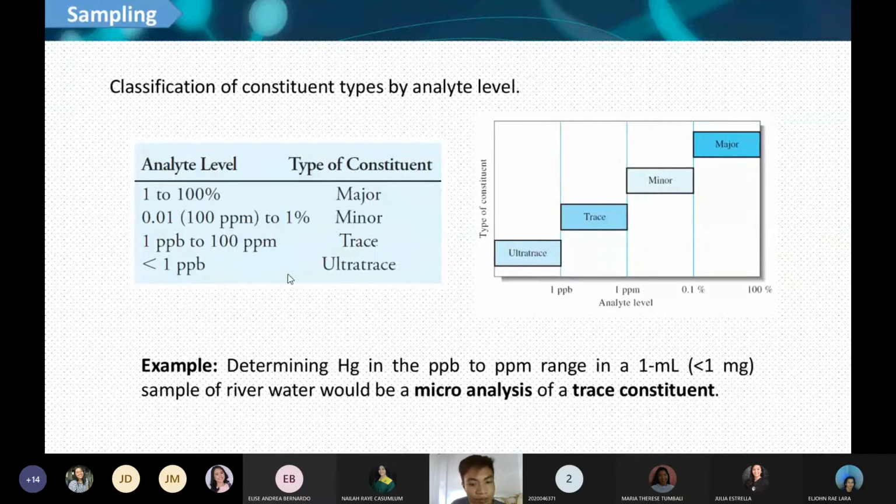Say, mercury in blood. That's around parts per billion. So when the concentration of your solute in your sample is in parts per billion, then we can call it an ultra-trace constituent. That means the amount of that substance in your sample is super small.